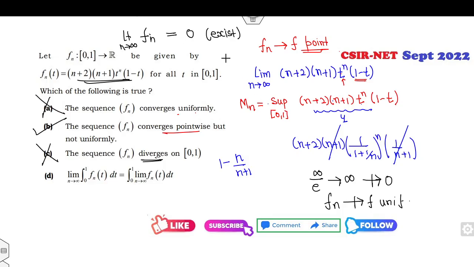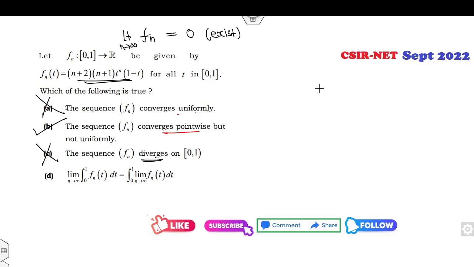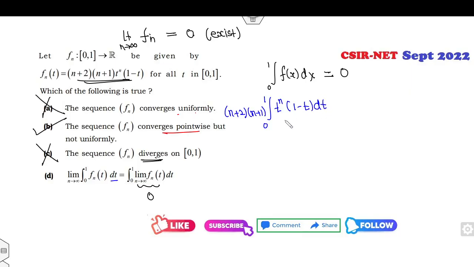Look at the last option. How can you see this now? This number is f. Fine. And we have computed the limit is 0. So the right hand side is 0. How can you compute the left hand side? Integral from 0 to 1 of f_n with respect to t. I can take n plus 2, n plus 1 outside. t raised to power n, 1 minus t. What is that? This is nothing but the beta function.